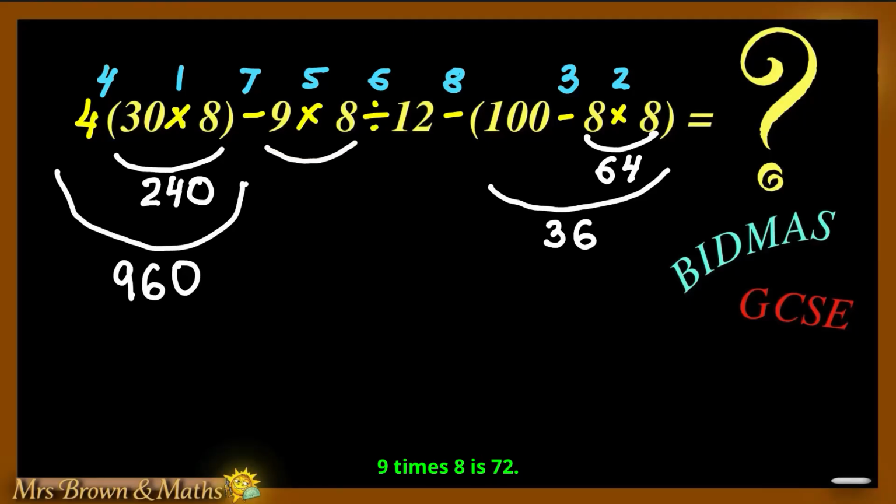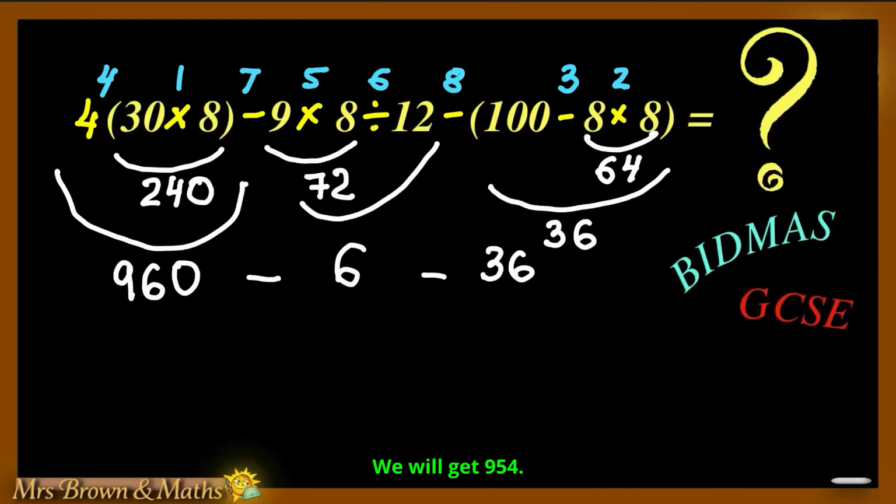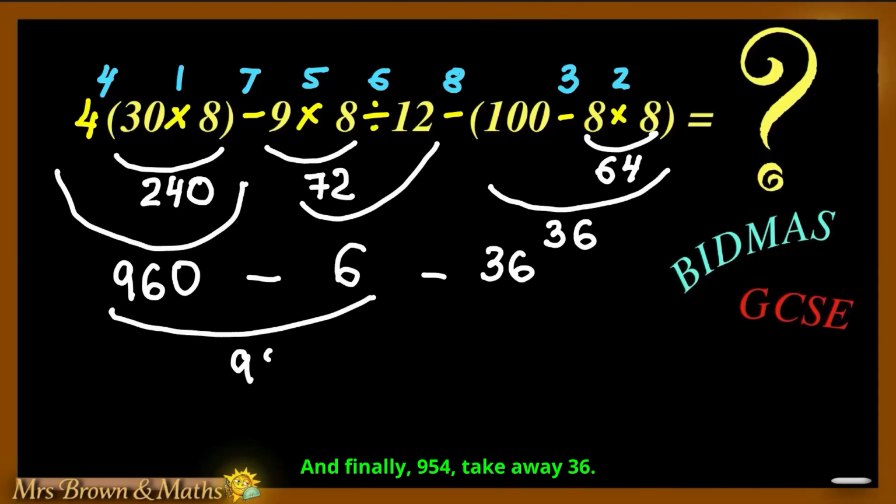9 times 8 is 72. 72 divided by 12 is 6. 960 take away 6, we will get 954. And finally, 954 take away 36.